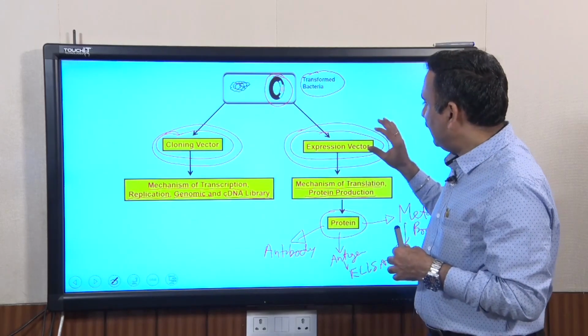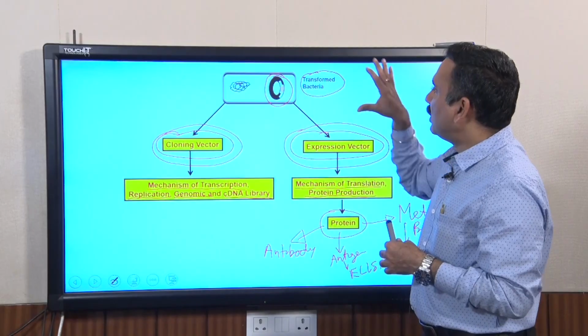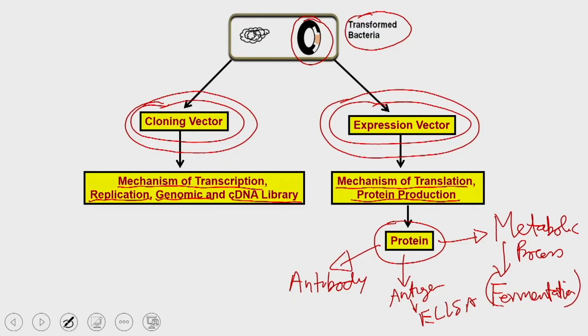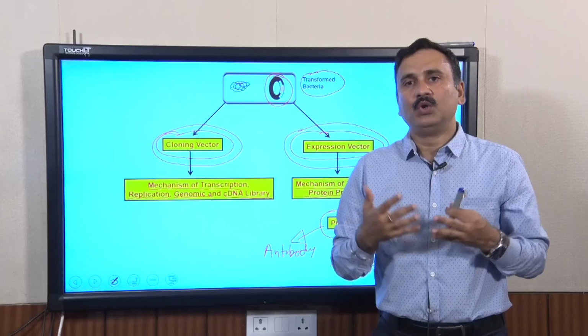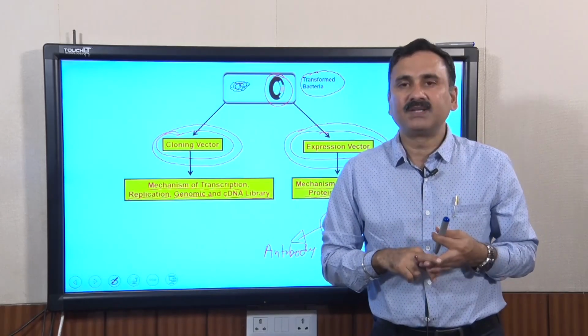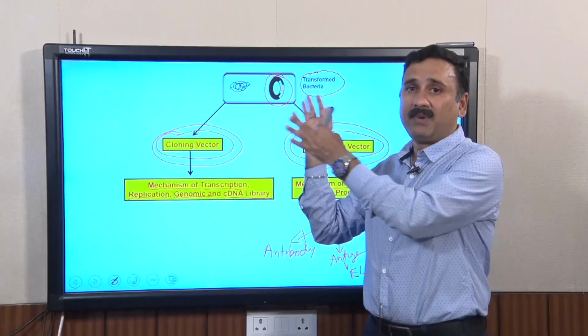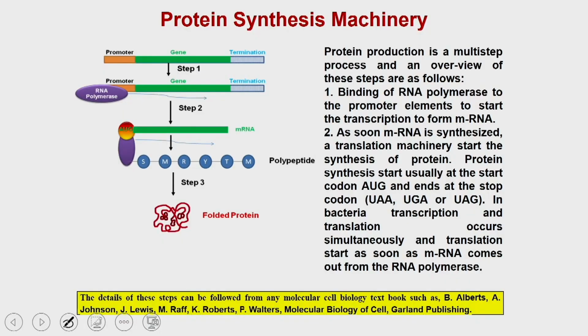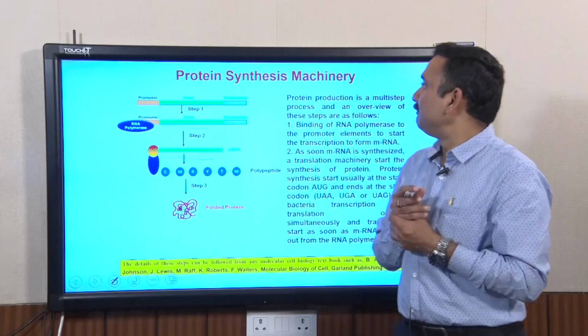So, today we are going to discuss how to exploit the transformed host to overexpress or express the protein of your interest, which you have cloned from a particular gene. Before getting into the detail of the different types of hosts which are important for producing the protein, let us see what the different steps involved in a typical protein production machinery are.